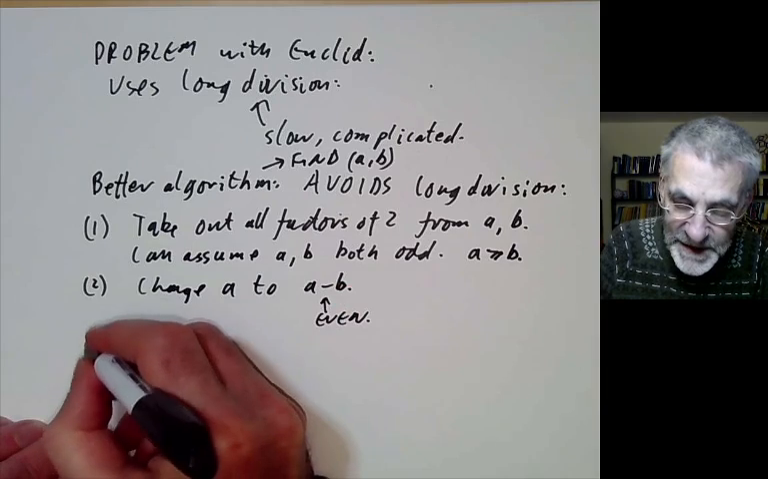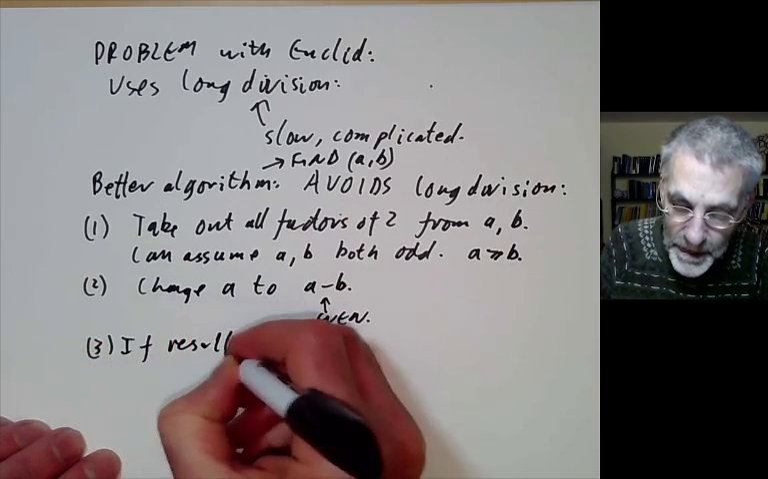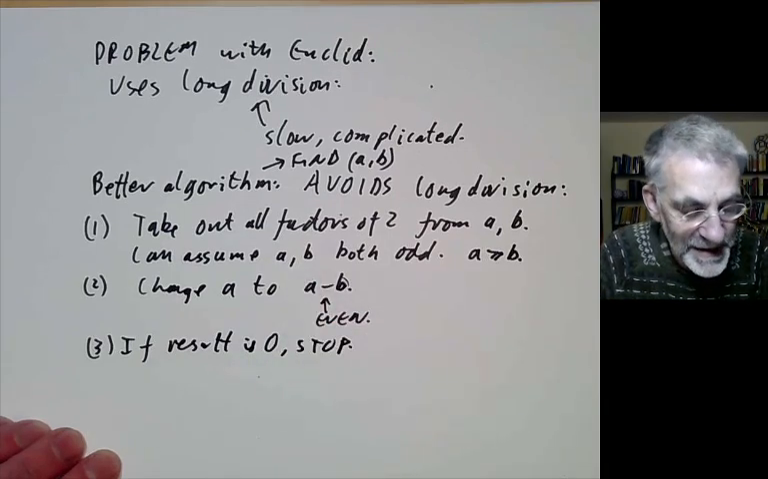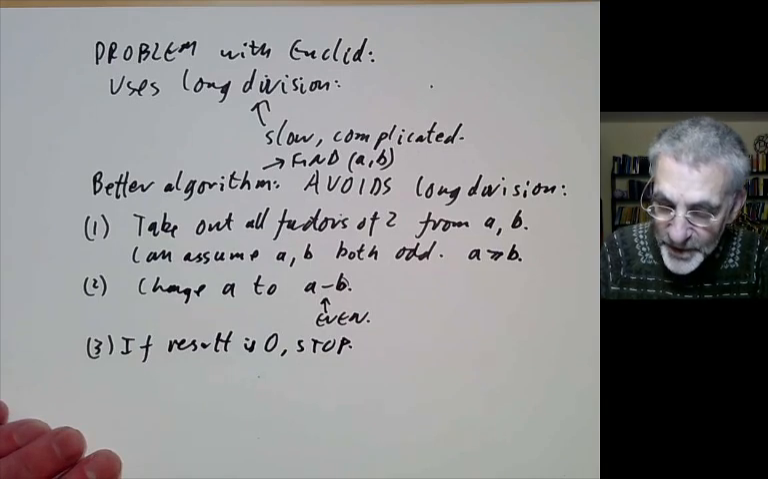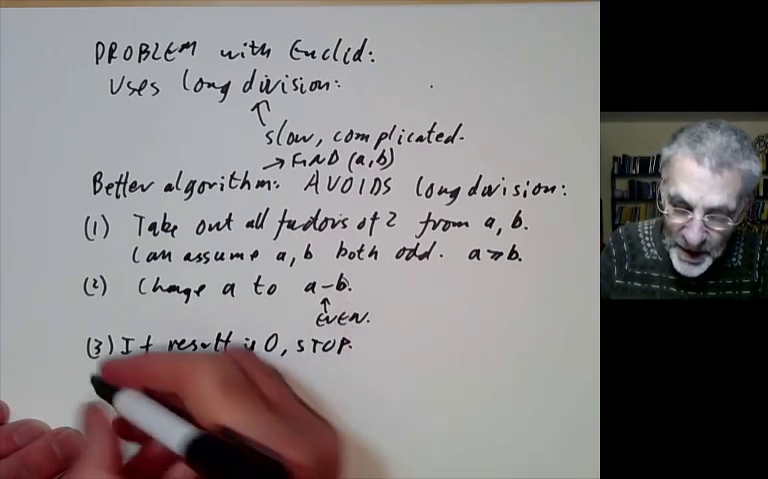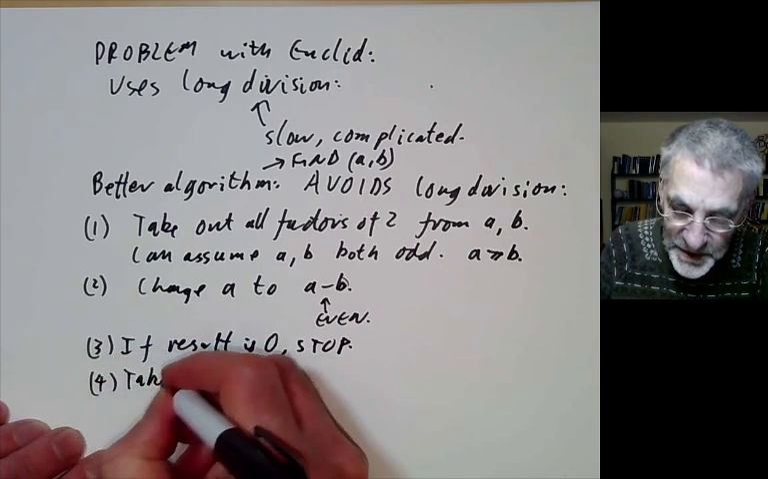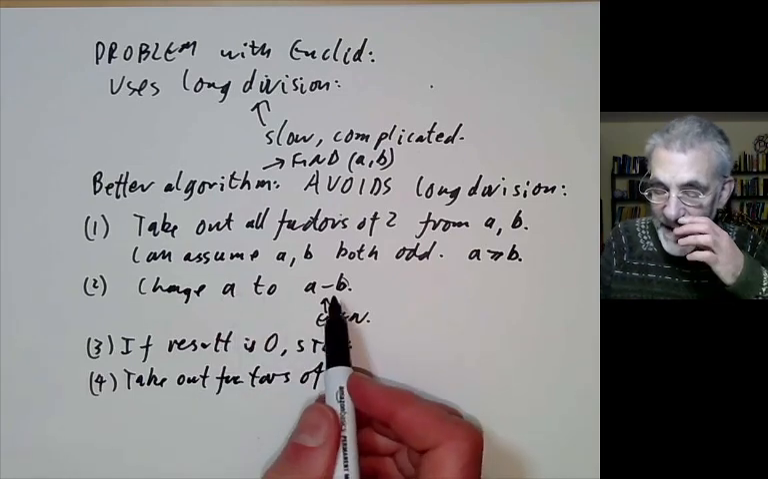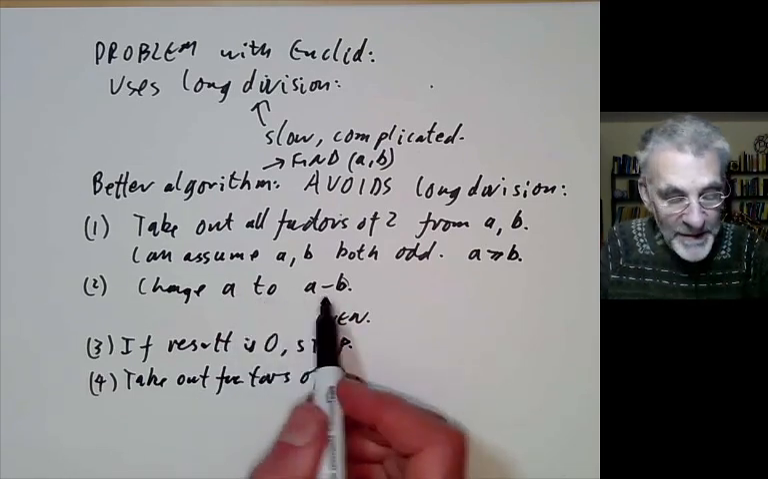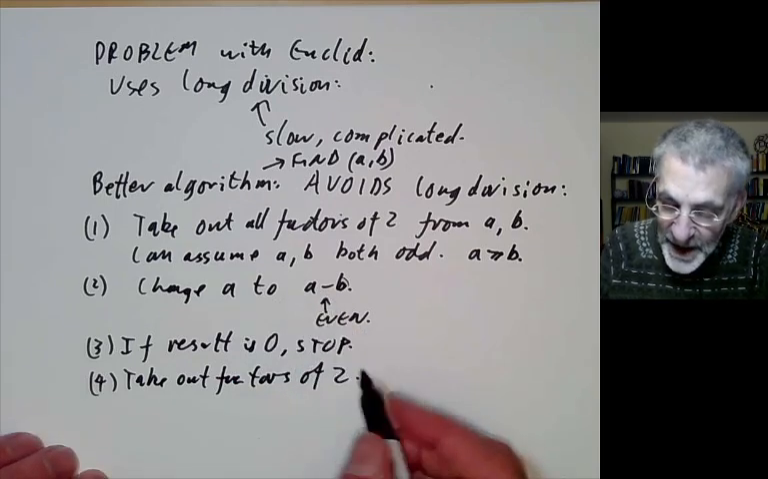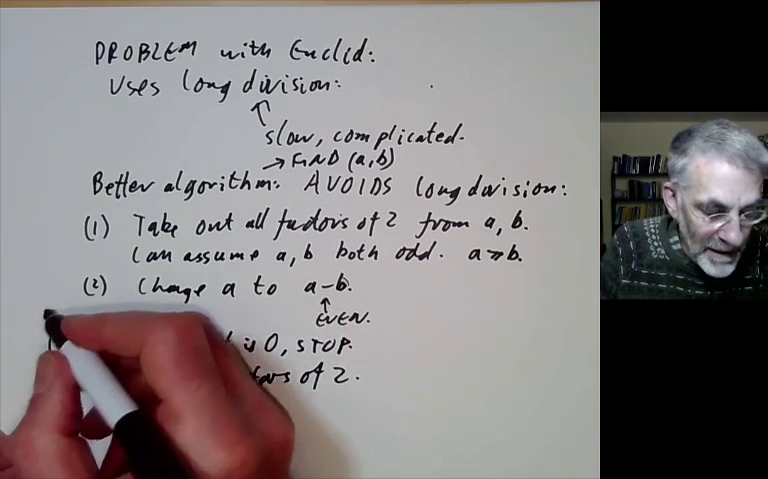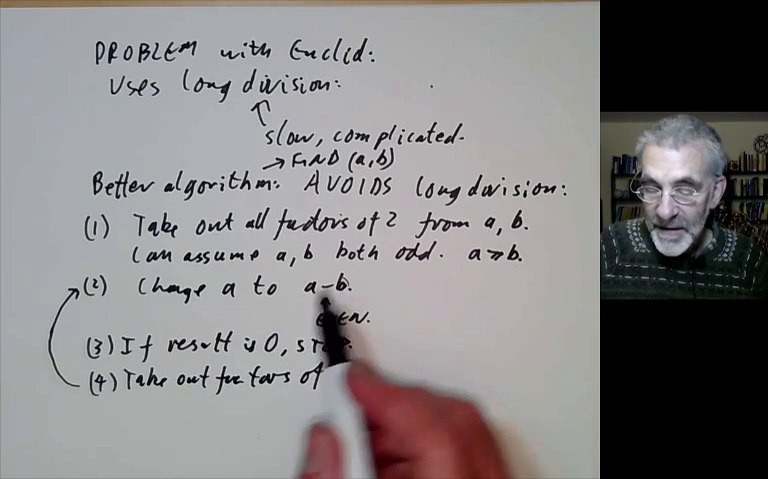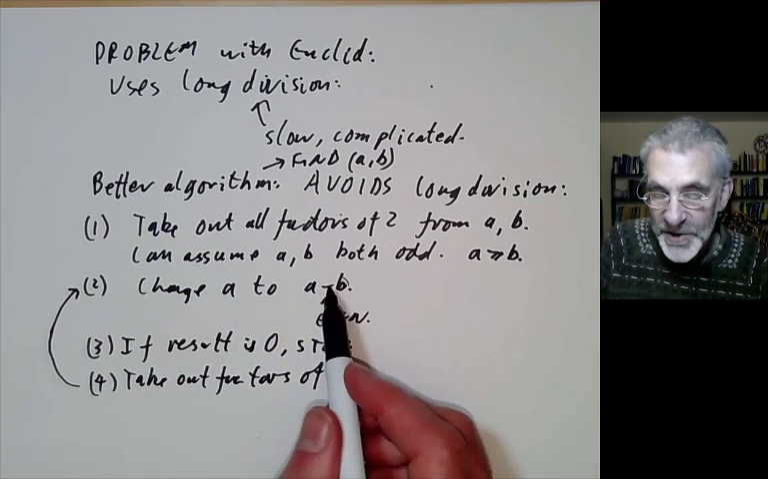And now we see if the result is 0. When I say the result is 0, if A minus B is 0, we stop. And now what we do is we again take out factors of 2. You see, A is even, so it now has at least one factor of 2 in it, but it may actually have several factors of 2. And now we just go back to here. So instead of doing long division, we're just doing subtraction and division by two.